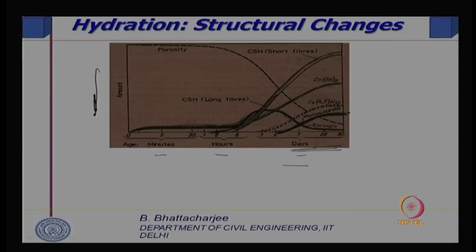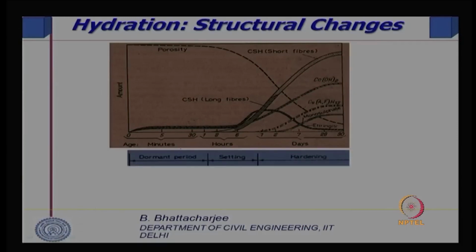Simultaneously, the volume of pores will go on reducing. Initially, a large quantity will be water, and this will go on reducing, because these solids will occupy the spaces that were originally filled by water. The dormant period, as I mentioned, is chemically an ettringite reaction. Setting occurs when CSH starts forming, and then hardening is this period of time in days. Setting is in hours, hardening is days.